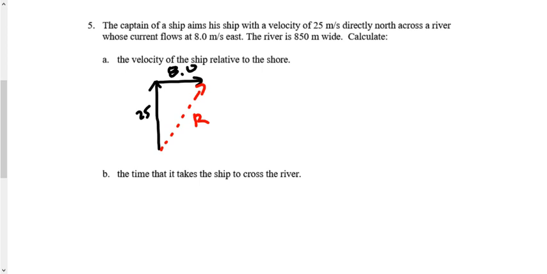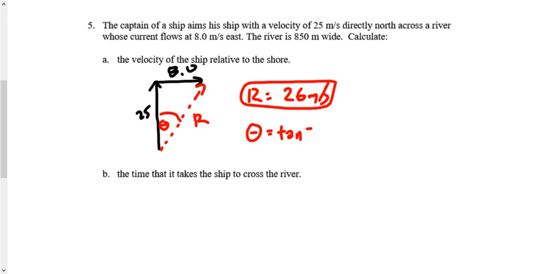Okay, and solve for the value of r here and solve for the value of theta. When I solve for the value of r, it's the square root of 8 squared plus 25 squared, which gives me a value of 26 meters per second. But that's not enough because velocity is a vector. It requires direction. So we're going to say theta is equal to the inverse tan function of opposite over adjacent. What's the opposite side here? Is it 25 or is it 8? It's 8. Good. So we're going to say the inverse tan of 8 over 25, and that gives me a value of 11 degrees. How would we express that? 11 degrees what of what?